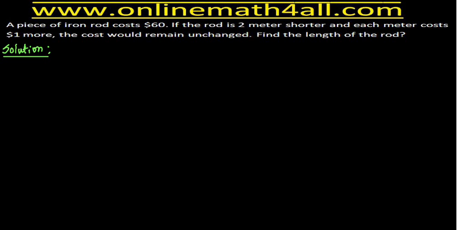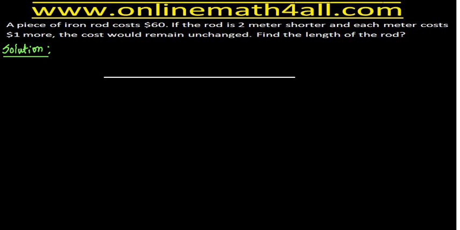So first let us understand the question clearly, then we can try to solve. Okay, there is a piece of iron rod. The cost of the iron rod is $60. In case the rod is 2 meters shorter, each meter of that particular rod costs $1 more, but the total cost will be the same because they have given the point the cost would remain unchanged, and we just have to find the length of the original rod.